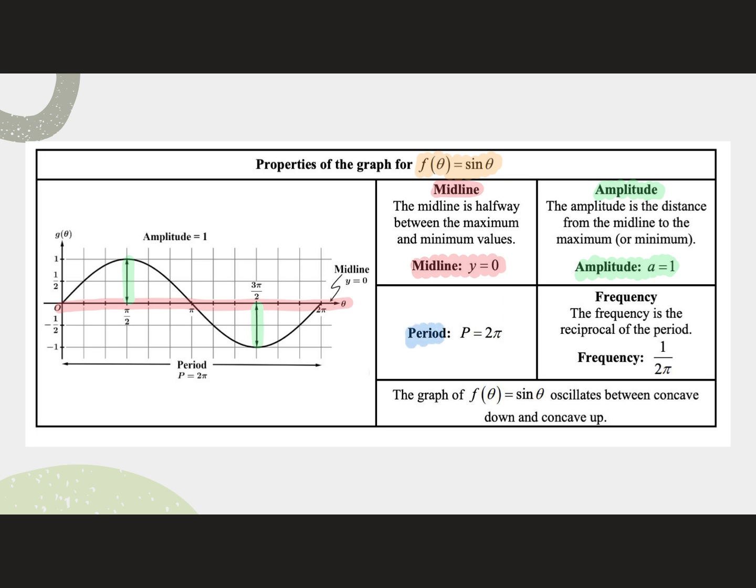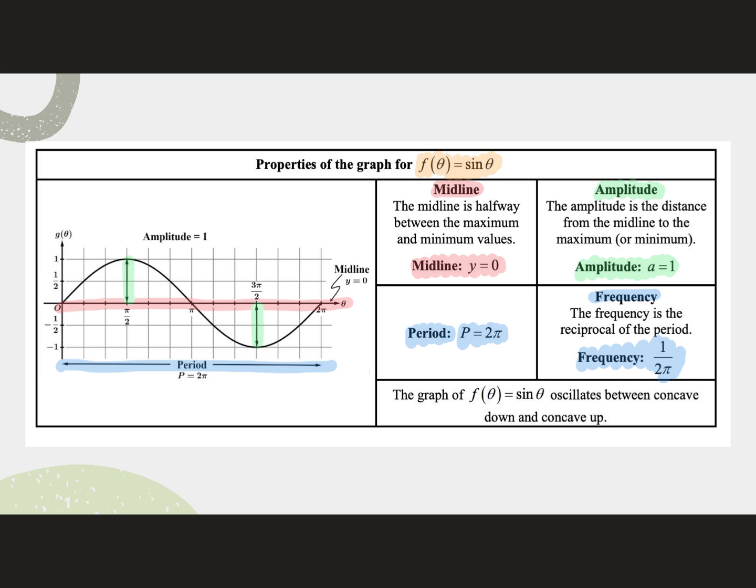Next up is the period. The period length is the length of one cycle, how long it takes for that function to go through its wave before the values start to repeat. And in the parent function, our period is going to be 2 pi. The frequency is related to the period. The frequency is the reciprocal of the period. So that would be 1 over 2 pi. I think of it as one cycle repeating every 2 pi radians.